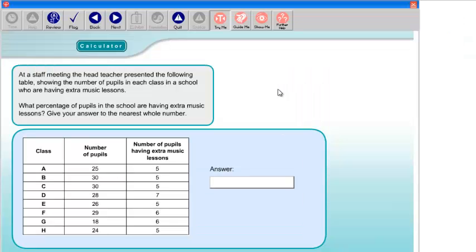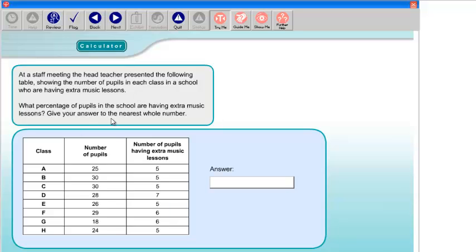In question 4, we have a table. So at a staff meeting, the head teacher presented this table, and it shows the number of pupils in each class in a school who are having extra music lessons. So what's the percentage of the pupils in the school having extra music lessons? Giving the answer to the nearest whole number this time.